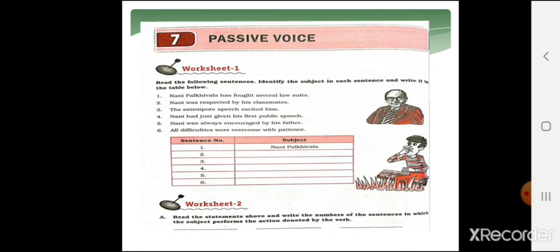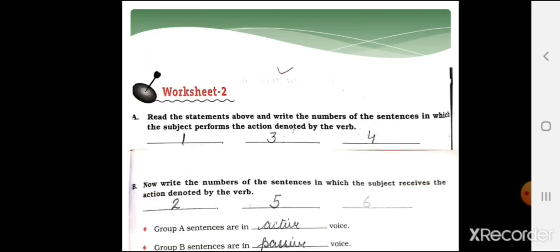Okay, students. Now, beta, let's move on to worksheet number 2. Read the statements above and write the numbers of the sentences in which the subject performs the action denoted by the verb. Means in which the subject performs the action means active voice. Find out the sentences of active voice and then write here. Write number 1, 3 and 4: first sentence, third sentence and fourth sentence. In these sentences the subject performs the action denoted by the verb.